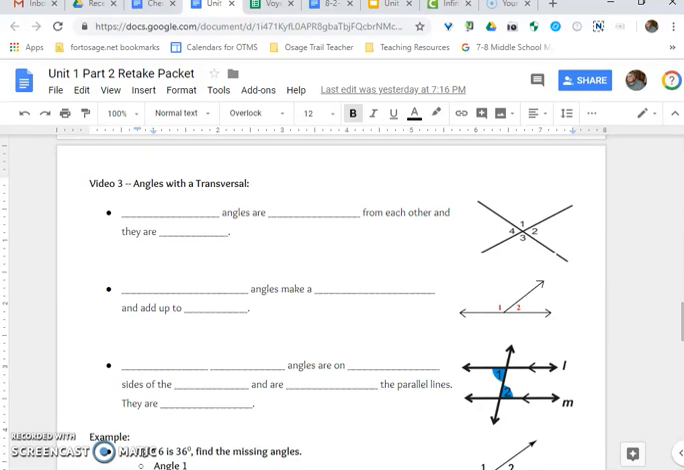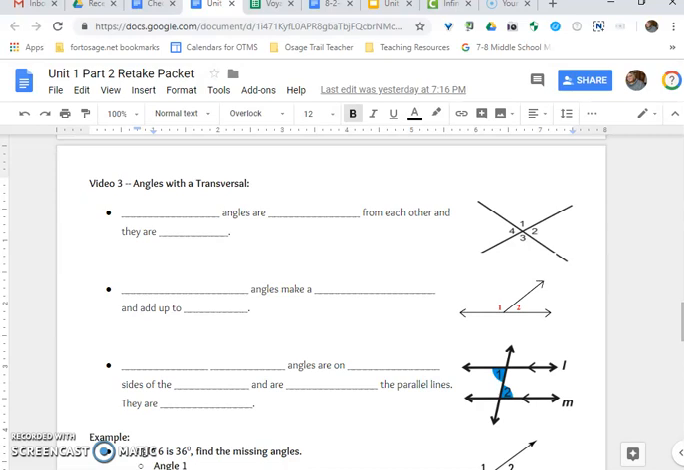Okay, so in video 3, we are going to look at all the different types of angles that we talked about, and also look at when we have parallel lines and a transversal, what that means for us in finding missing angles.